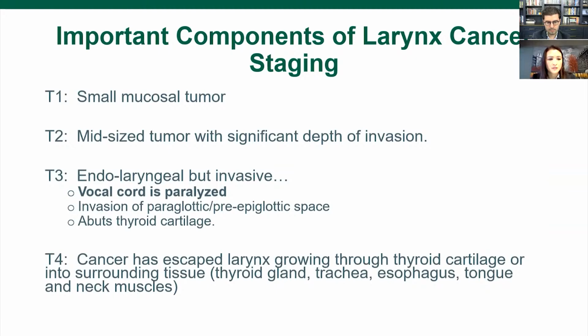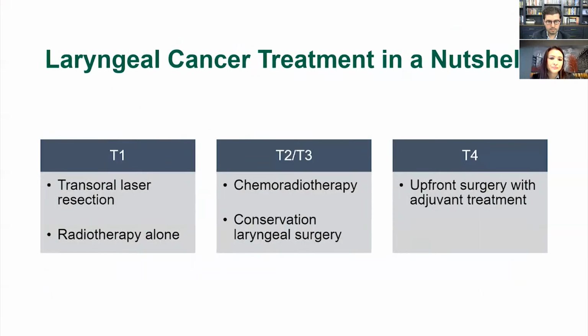And a T4 larynx cancer has grown outside of the voice box and has grown through the thyroid cartilage and surrounding areas such as the thyroid gland, oftentimes the trachea, esophagus, and even the upper tongue and neck muscles. And I put this as a basic outline for larynx cancer treatments.